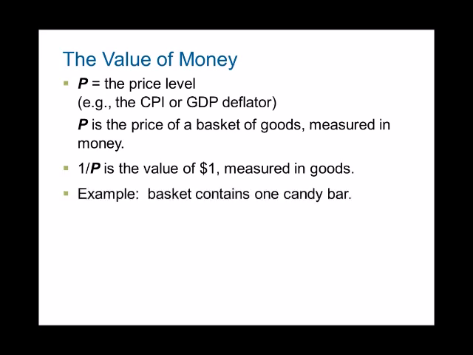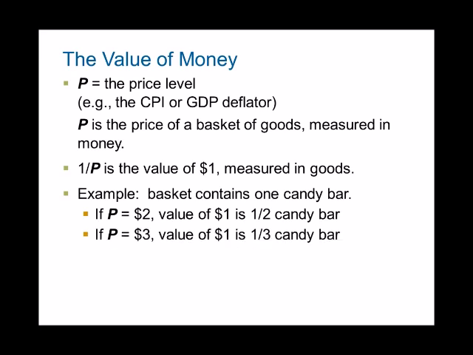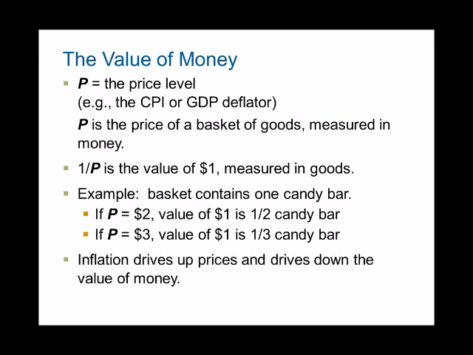So for example, if the basket contains a candy bar, and the price of that candy bar is $2, then with a dollar you can buy half a candy bar. If the price rises to $3, now with a dollar you can only purchase a third of a candy bar. So as the price of the basket goes up, your dollar can purchase a smaller fraction of that basket. So an increase in prices is basically inflation. Whenever inflation goes up, prices go up, and the dollar we earn is able to purchase fewer and fewer goods.